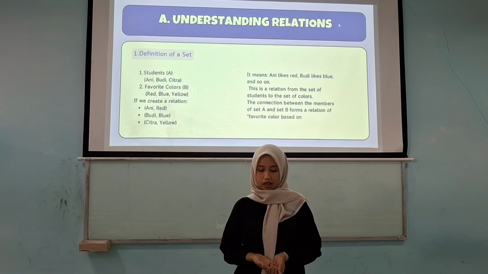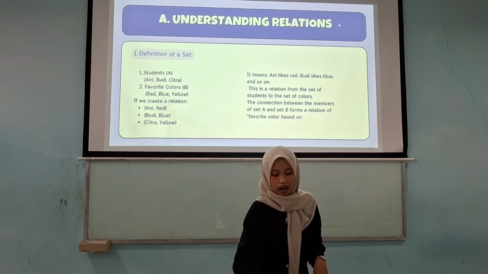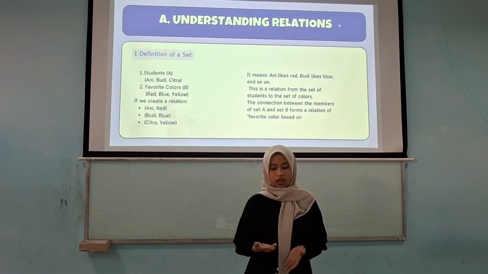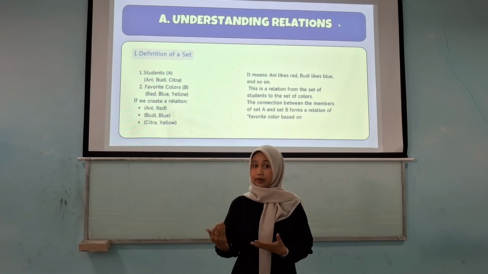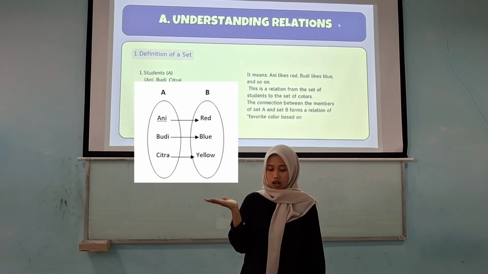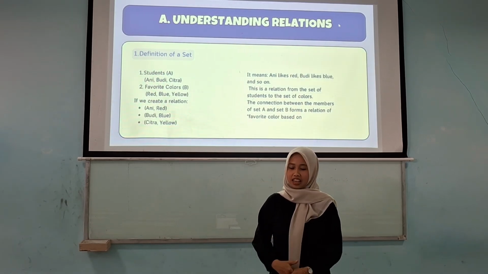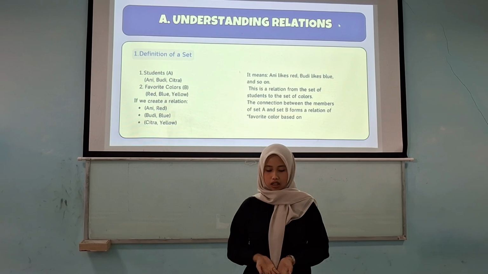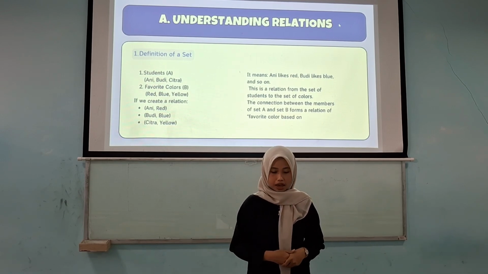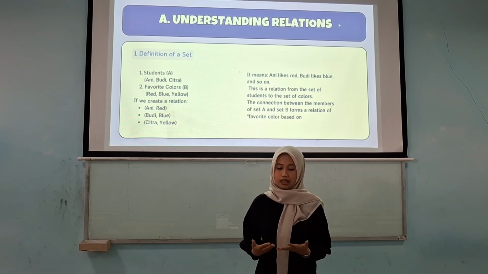If the two are paired, it creates a relation, for example Ani likes red, Budi likes blue, and Citra likes yellow. We describe it as follows so that friends can understand it better. Ani likes the color red, Budi likes the color blue, and so on. This is a relation from the set of students to the set of colors.